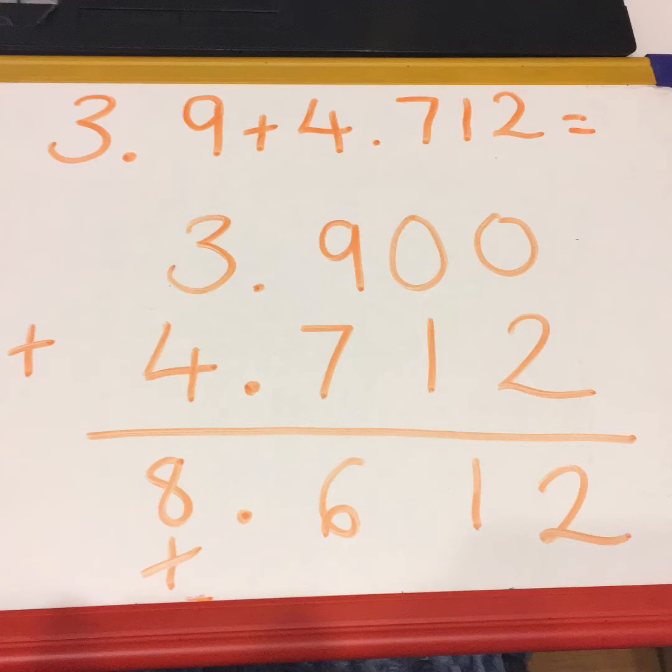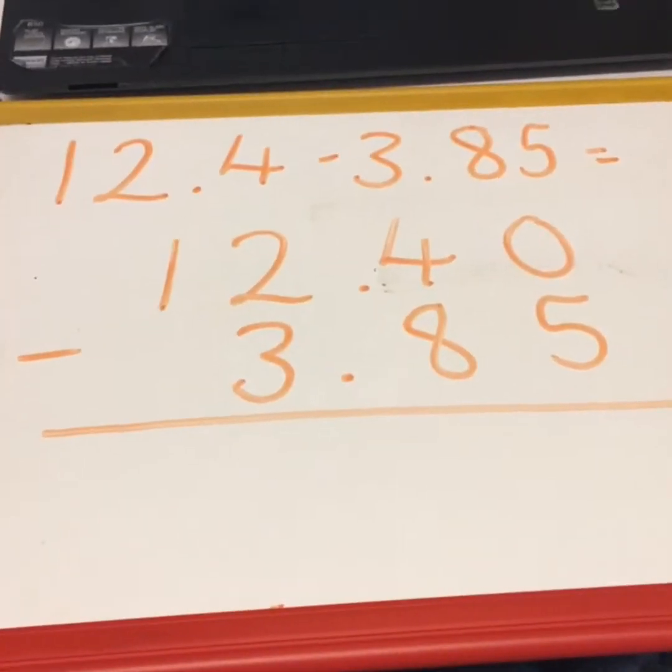So in this case, I've got to leave that 6/10 in the 10ths column and I rename that 10/10 as 1 whole. So then I've got 3 ones, add 4 ones, add 1 one, which would be 8 ones. So my answer would be 8.612. Well done if you got that right.